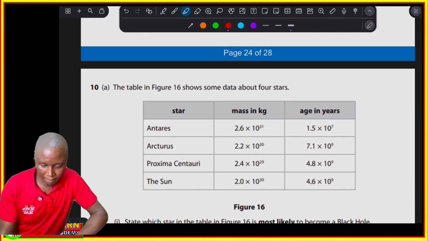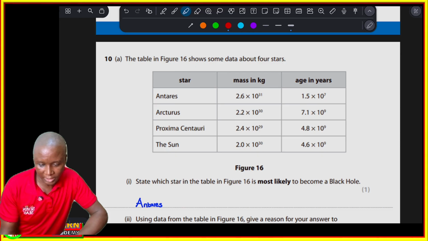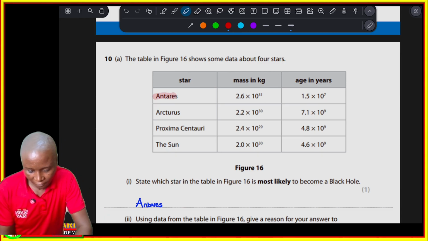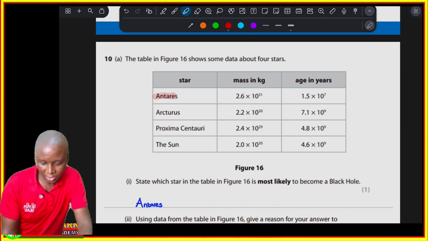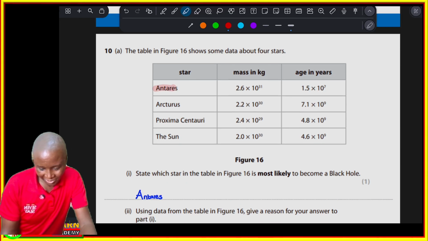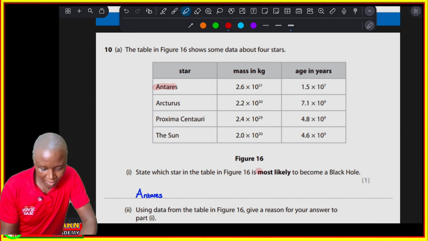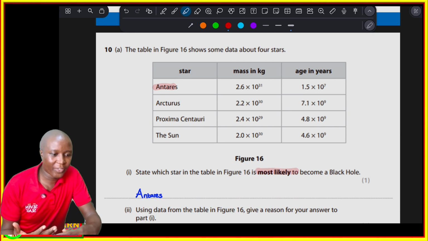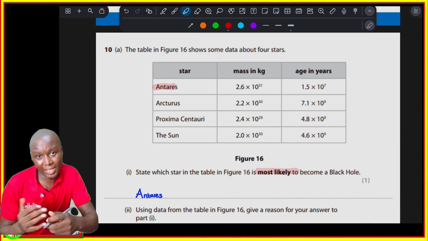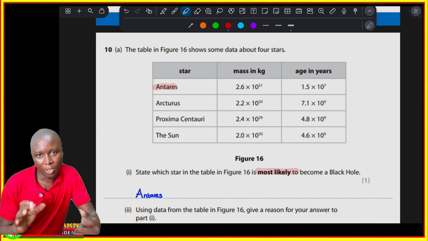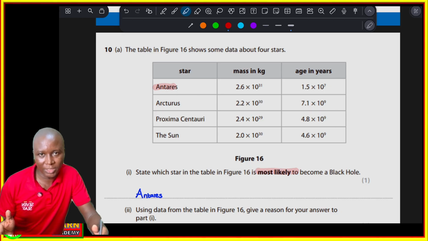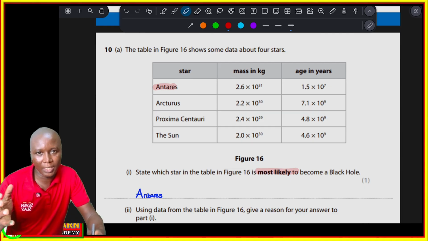Moving to question number 10, we are given a table of different stars. We have Antares, we have Arcturus, we have Proxima Centauri, and the Sun. So the question is, which one is most likely to become a black hole? Remember, we have different life cycles of stars. A star starts as a protostar, main sequence, red giant, white dwarf, and black dwarf. Or if it was very, very massive, it will move from protostar, main sequence, a red supergiant, then it becomes a supernova, then it can either become a black hole or a neutron star.